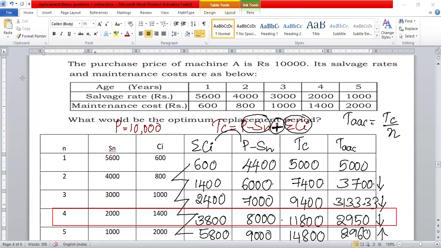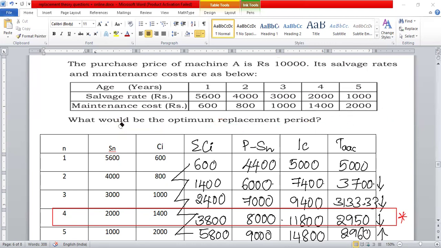Look at that. How to identify when to replace the machine: look at the last column. All data are increases, decreases, suddenly increases. In that, we are going to identify which is the last minimum year. So that year should be a replace. So at the end of 4th year, the machine should be replaced.